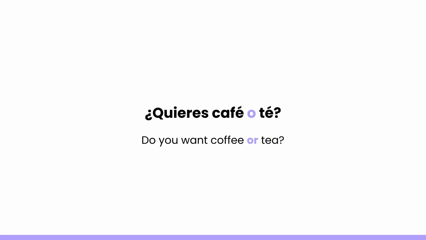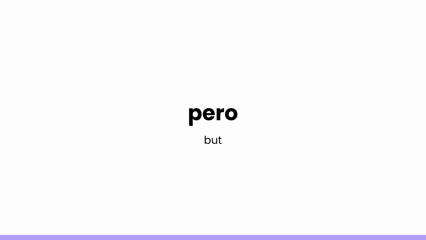As an example, if you want to say, do you want coffee or tea? Then you say, ¿Quieres café o té? Do you want coffee or tea? So, o means or.